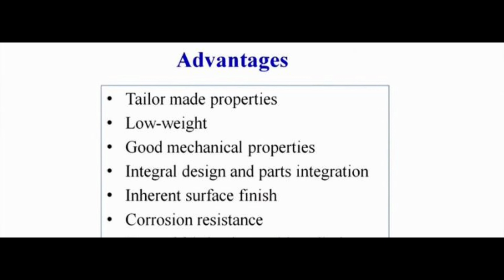good mechanical properties, integral design and parts integration, inherent surface finish as well as corrosion resistance, and added ease of fabrication as well as installation too. What does tailor-made property mean here? The shape, the size, the quality as well as the design to be made is chosen in tailor-made properties, and it has various advantages as well as applications, which are enormous in number, coming to the composite material. This is all about today's lecture on composite materials.